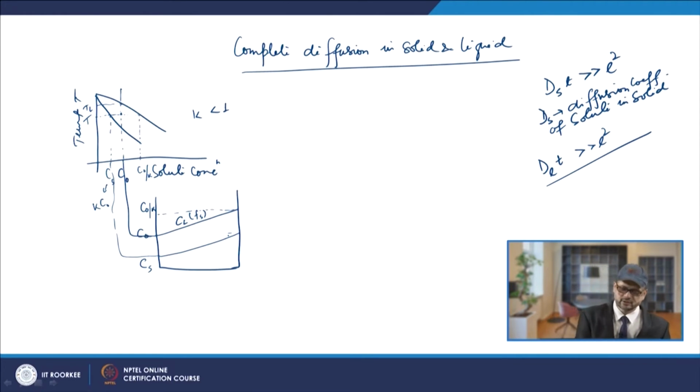So this will be your Cs, that is for the solid, and it also depends upon the solute concentration only. So this is CL versus FS. This axis is the fraction of solid, and as the fraction of solid varies, it varies from this value, K C naught, to C naught, and then C naught by K for the liquid.